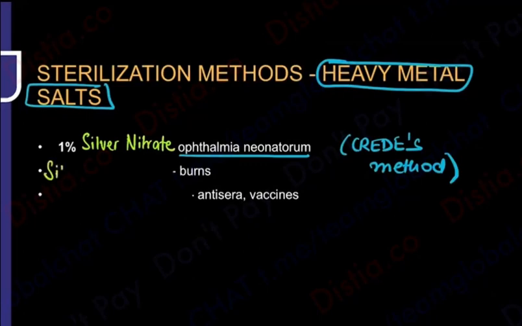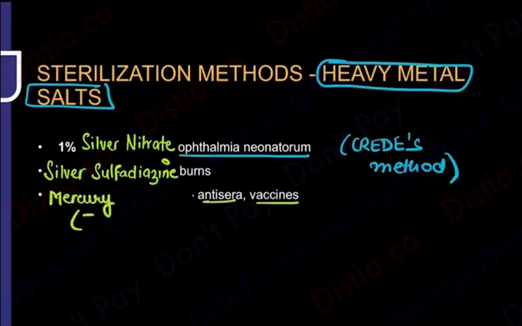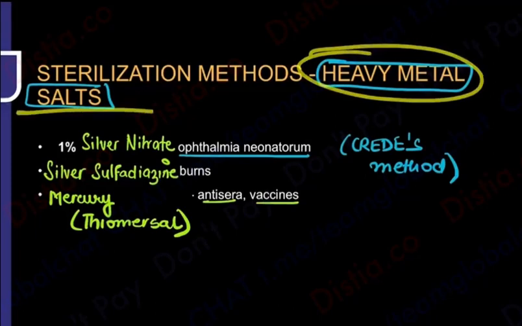Then we have something called silver sulfadiazine creams. So these are basically used for burns patients. All your Burnol and all these creams that we have, they have silver sulfadiazine. And in anti-serum vaccines, next time you see a vaccine, check, you will see that in the end there is something called mercury that is written in the form of thiomersal. Thiomersal or mercury is written, and that can also act as a sterilization method. So basically heavy metal salts are also utilized.